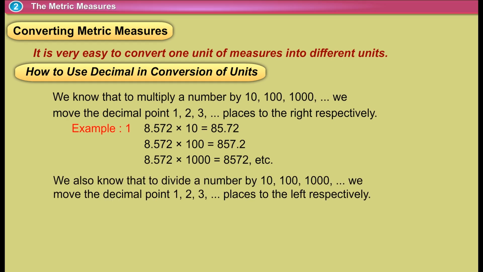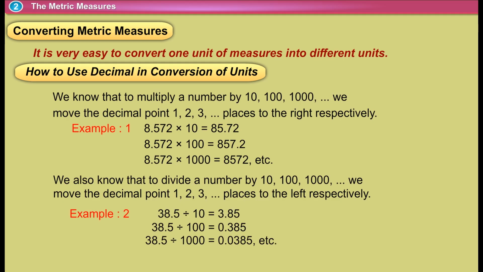We also know that to divide a number by 10, 100, 1000, we move the decimal point 1, 2, 3 places to the left respectively. Example 2. 38.5 divided by 10 is equal to 3.85. 38.5 divided by 100 is equal to 0.385. 38.5 divided by 1000 is equal to 0.0385, etc.